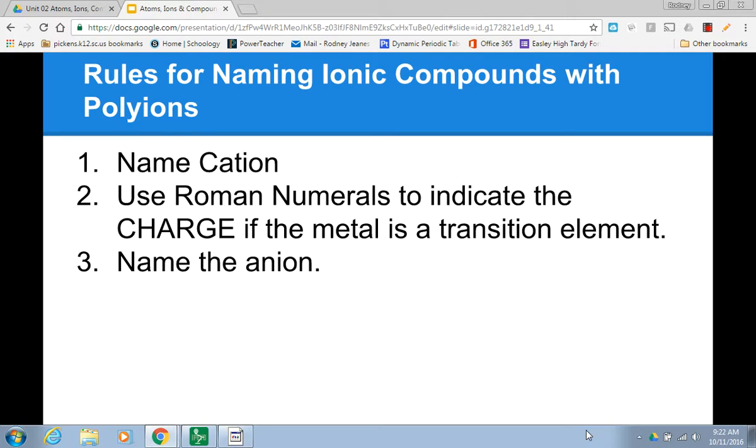And then third, you're going to name the anion, the negative portion of that. And if it's a polyatomic ion, you don't change the ending. You just name whatever that ending is. It might be chlorate, it might be chloride, it might be hypochlorite, something like that. Not chloride, but chlorite is what it should have said.